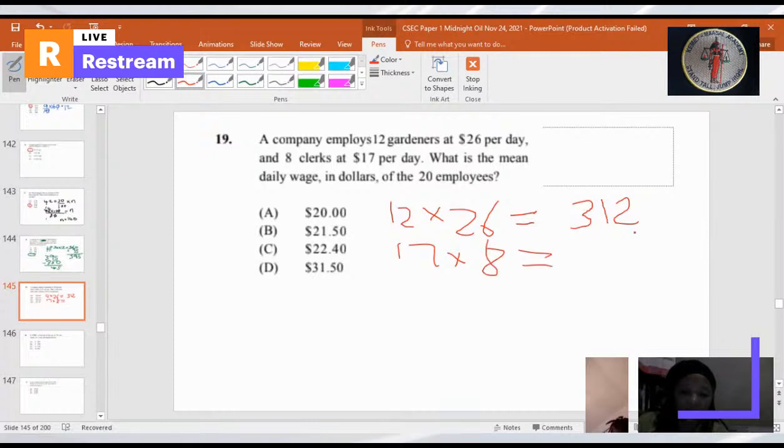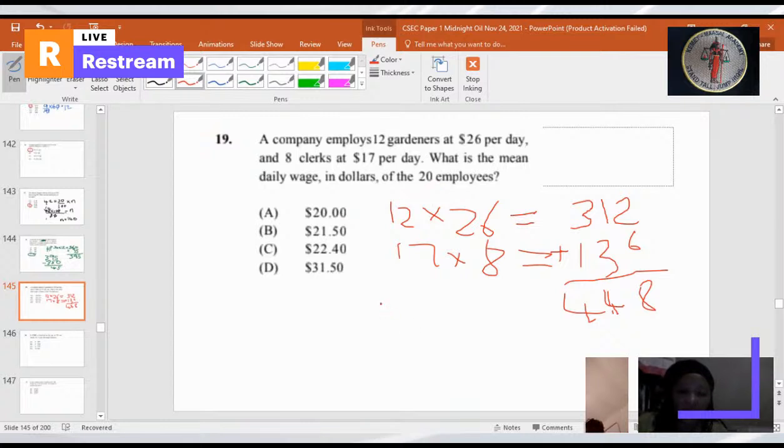So 8 sevens are 56, and 8 ones are 8, and 5 is 13. So we got 136. Add them up now with the 312. So we'd have 448. That's the total.